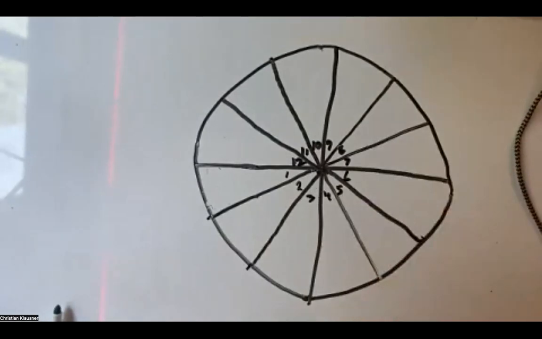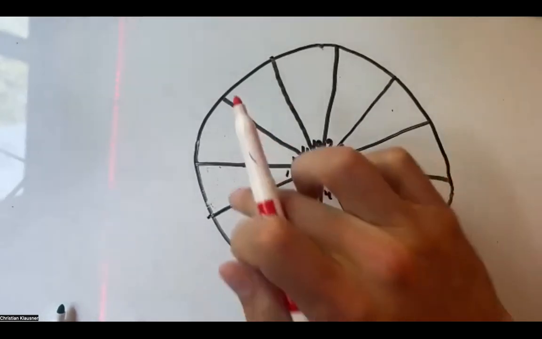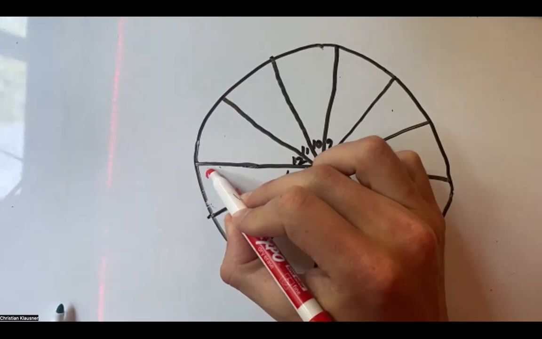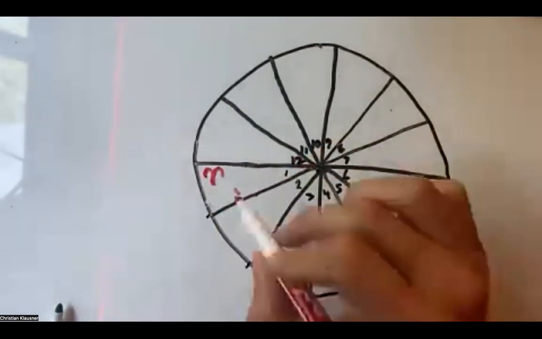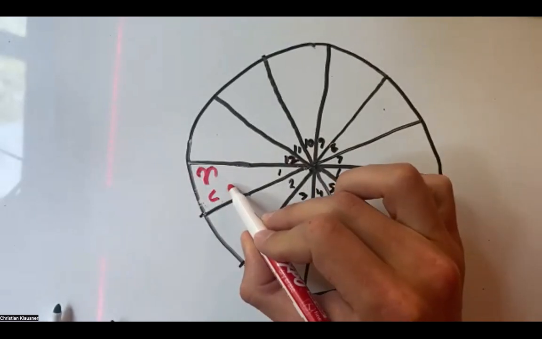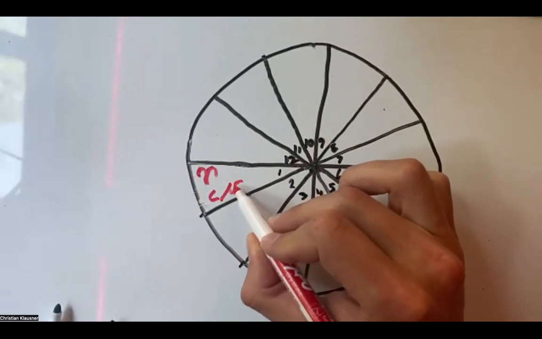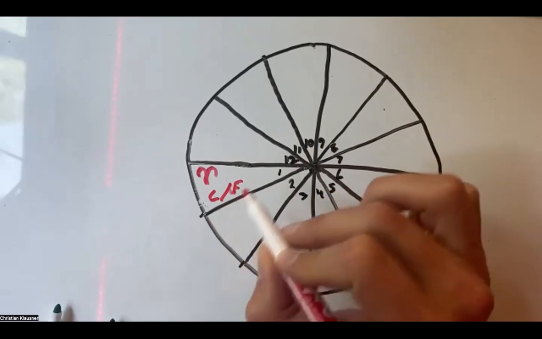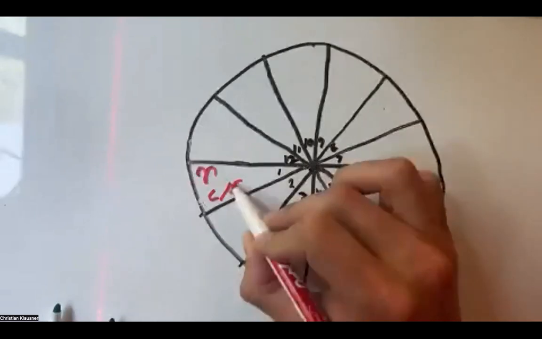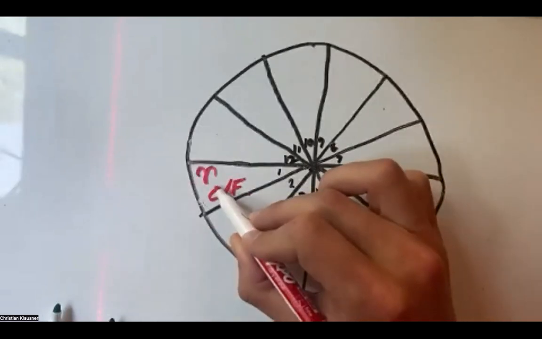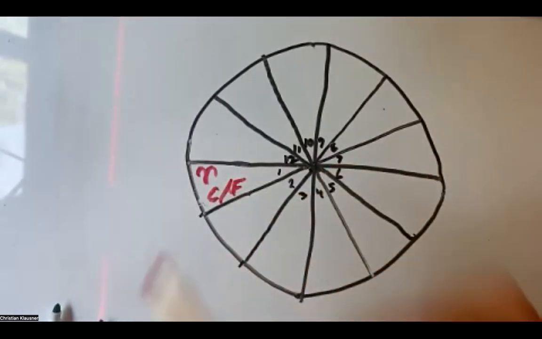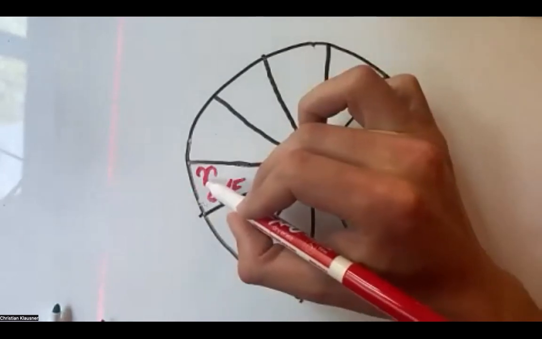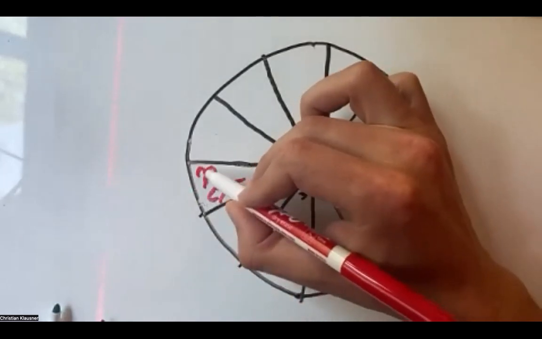All right, so I'm going to take my red marker. I'm going to draw Aries symbol. Okay. And then I'm going to draw C for cardinal, do a little line, F for fire. So it's cardinal fire. Cardinal fire. There's only one sign which is both cardinal and fire, and that sign is Aries. This is how you know what Aries is.